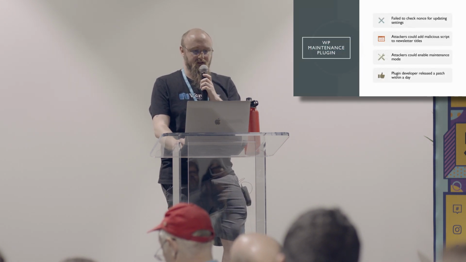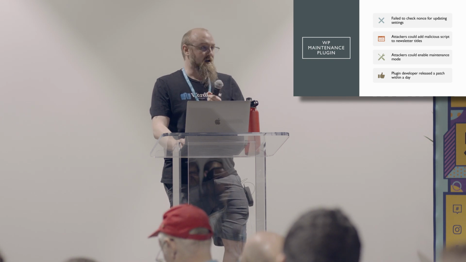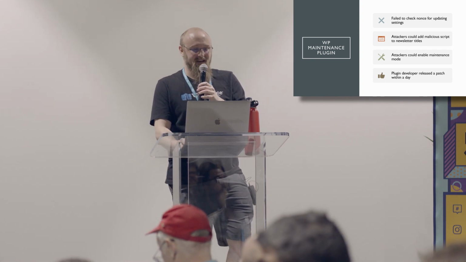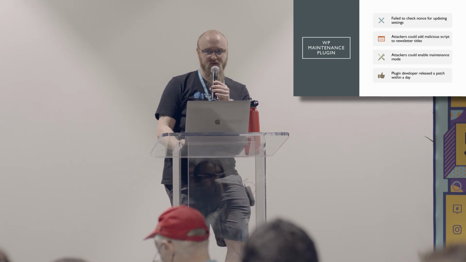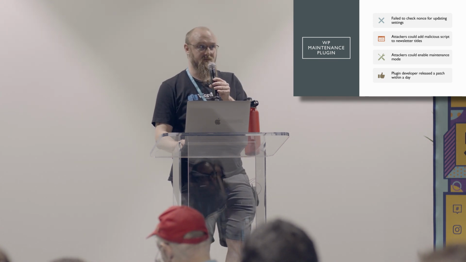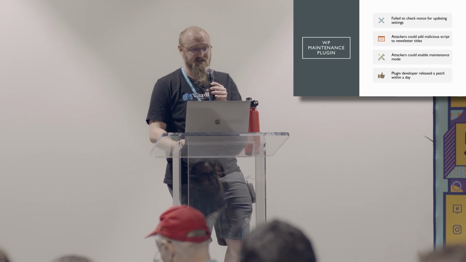So the example I have here is the WP maintenance plugin. I think Chloe discovered this. Hi, Chloe. So basically, the plugin failed to check the nonce for updating its own settings, and attackers could add a malicious script to newsletter titles. It had newsletter functionality, so whenever it sent out a newsletter, you could send a malicious JavaScript out along with that newsletter, or whenever an administrator checked on their newsletters, the script would run.